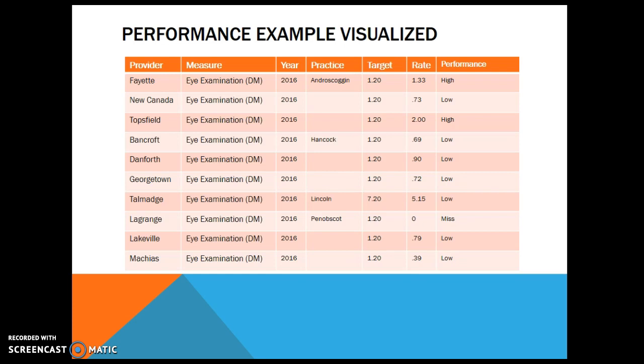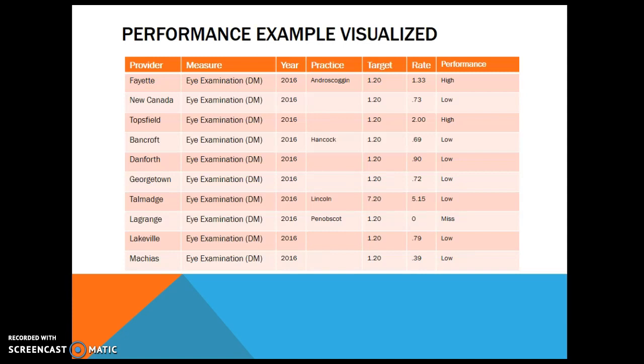So, a performance example visualized will be eye exam for each provider. If you're looking at the eye exam for each provider for the year 2016, you'll see the provider's name on the left, and then the eye exam for the measure, the year 2016, the practice, the rate or the target that they're supposed to hit, 120, and then the rate that each one has attained. And on the very left, you will see if they have a high, low, or if they absolutely missed the performance altogether. So that is what we are looking at in an Excel form.